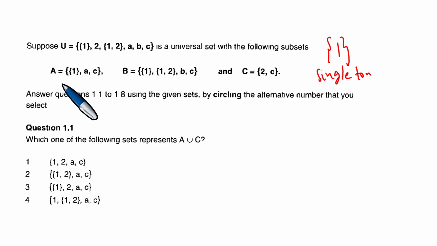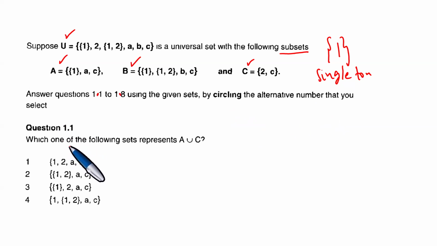This is a universal set with the following subsets. The set A is a subset of the universal set U. Similarly, B is also a subset. It is indeed a subset of what we call the universal set U. The set C is similarly a subset of the universal set U. Answer questions 1.1 to 1.8 using the given sets by circling the alternative number you select.